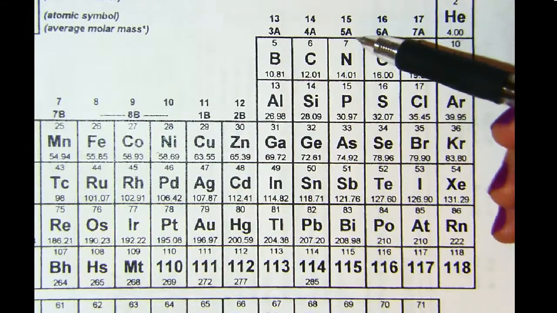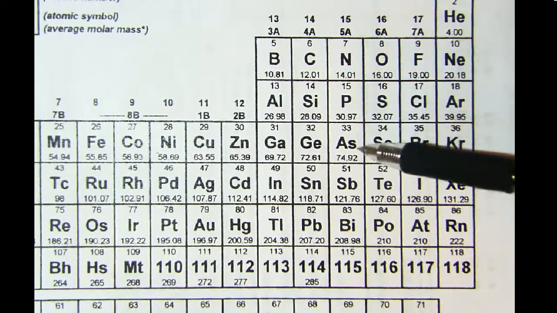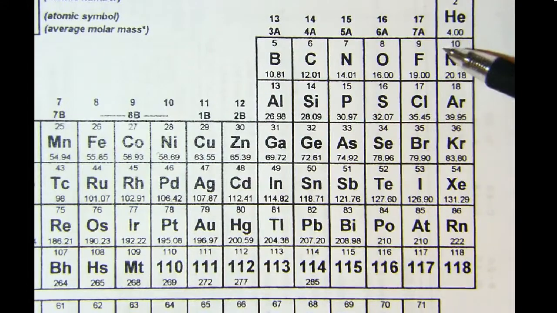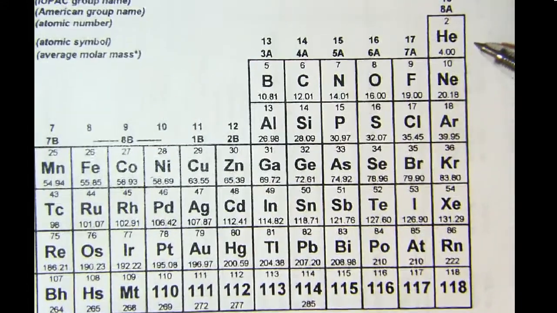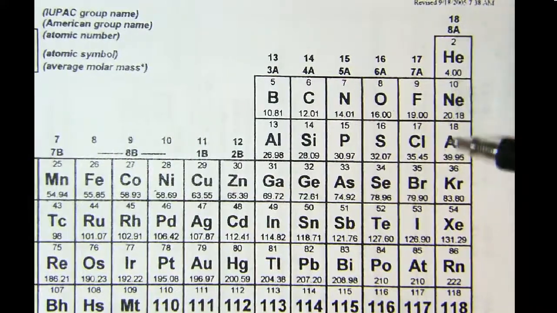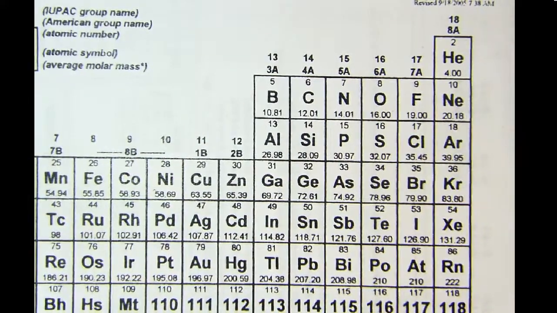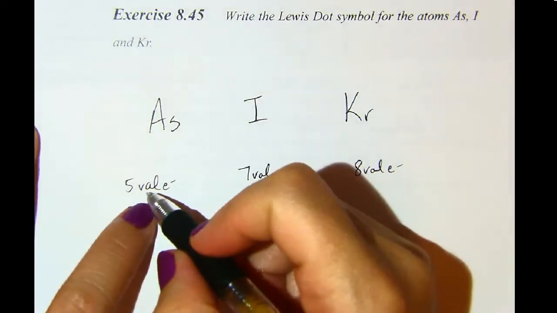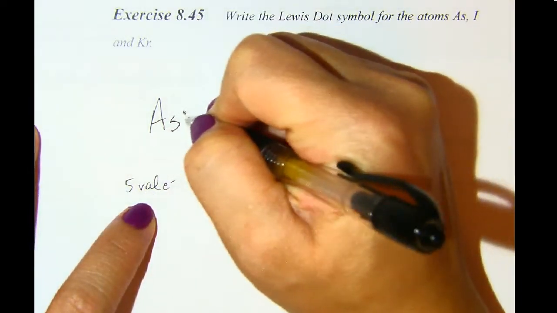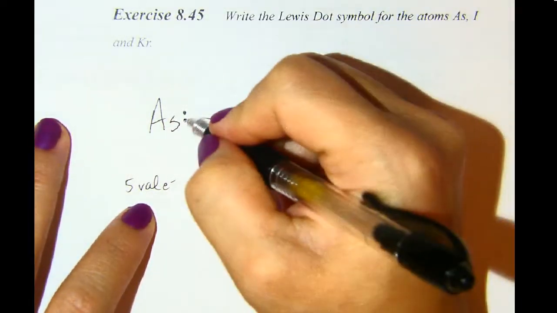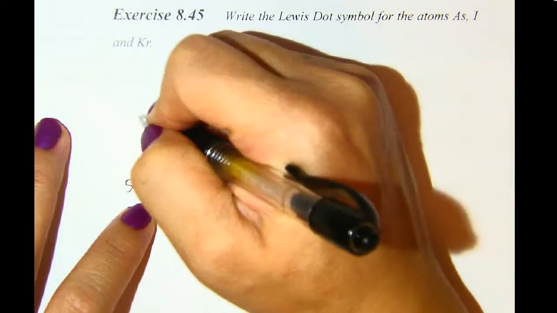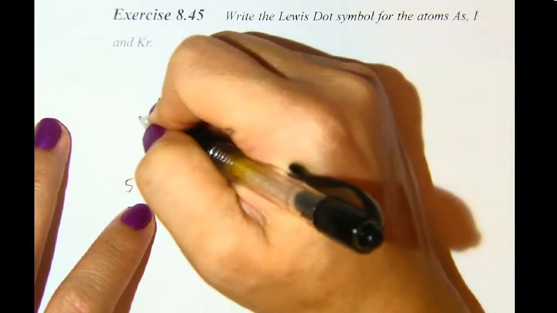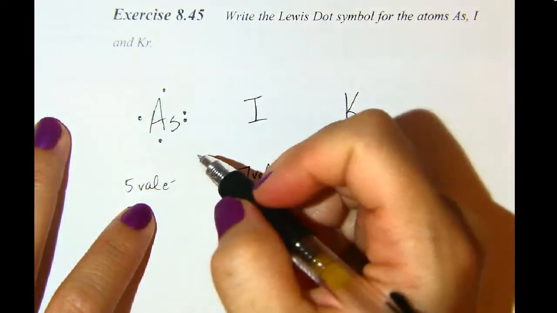And if we look on our periodic table, we see arsenic is in group 5A, which means it's going to have 5 valence electrons. Iodine is in group 7A, so has 7 valence electrons, and krypton is in group 8A, and so it will have 8 valence electrons. So usually the first 2 electrons are drawn as a pair side by side, and then afterwards we draw singles. So we have 1, 2, 3, 4, 5, and that would be all of the electrons around arsenic.